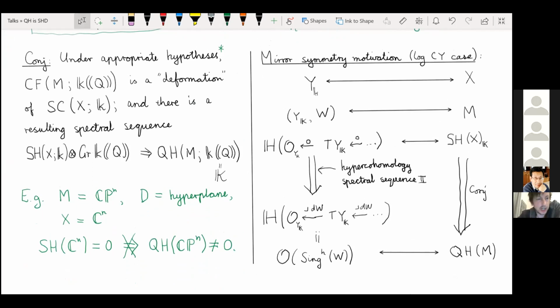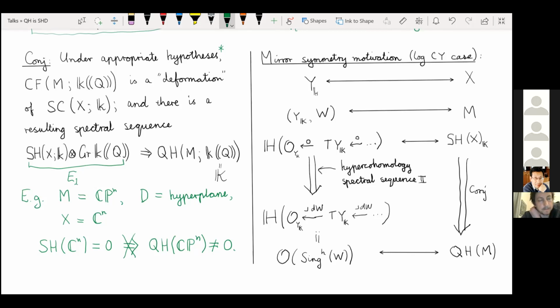Now, the conjecture that we're interested in, and we'll try to prove, is that under appropriate hypotheses, the Floer cochain complex, which computes quantum cohomology of M, is a deformation of the symplectic cochain complex of X. And there is a resulting spectral sequence whose E1 page is given by the symplectic cohomology, and it converges to the quantum cohomology of M.